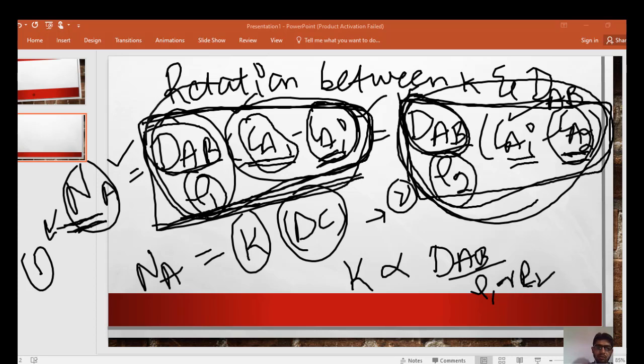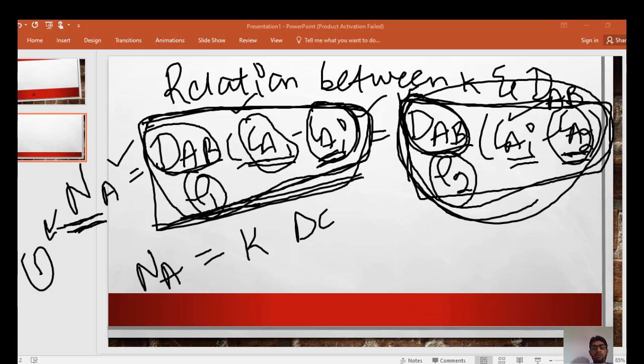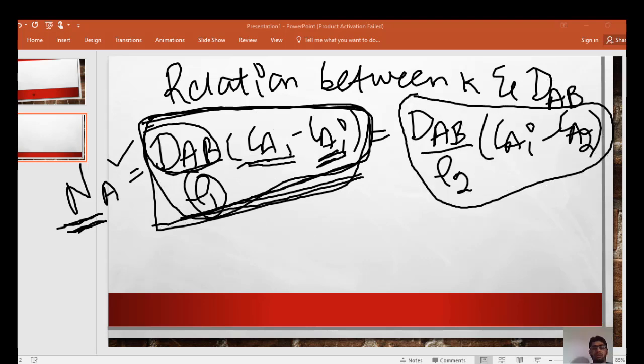If we compare this equation with equation 2, we will get that the mass transfer coefficient K is directly proportional to the diffusivity of component A and B to the power 1. So from film theory and two-film theory, we said that the mass transfer coefficient is directly proportional to the diffusivity of component A into component B to the power 1.